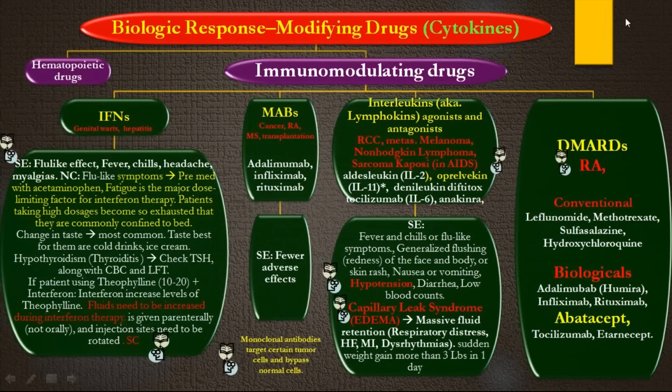Okay, so let's keep moving to the biological response modifying drugs. Cytokines is the same thing, shorter and easier. We already talked about the hematopoietic drugs. Now we are going to talk about the immunomodulating drugs. Among them we have the interferon, the interleukin, the monoclonal antibodies, and the DMARDs that we are going to see at the end. So let's focus on these three first.